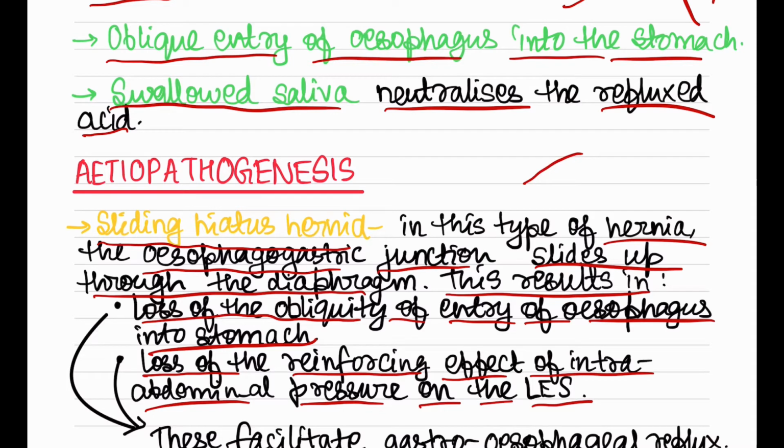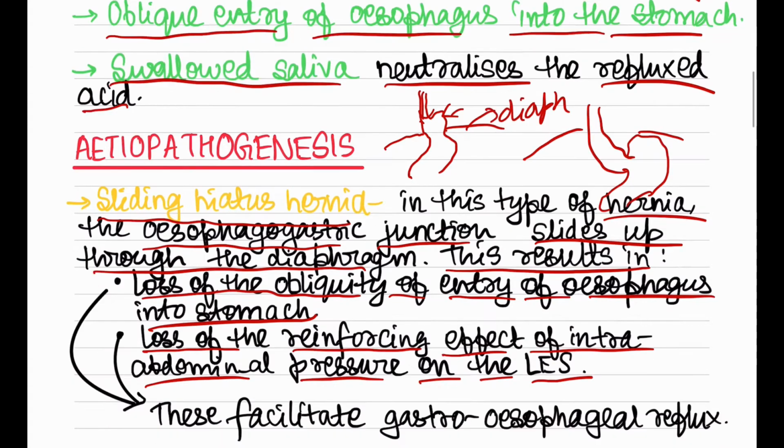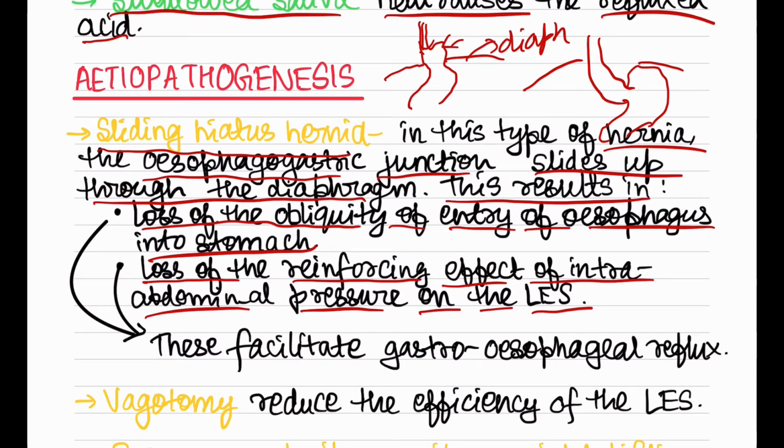Basically this is the diaphragm. Normally the esophagus comes under the diaphragm and then it is connected to the stomach. In case of sliding hiatus hernia, the esophagus along with part of the stomach goes above the diaphragm. As a result, the intra-abdominal pressure which was acting on the lower esophageal sphincter is no more acting there because it is now in the thorax. And the next thing is that there is loss of obliquity of entry of the esophagus into the stomach. So these two facilitate gastroesophageal reflux.